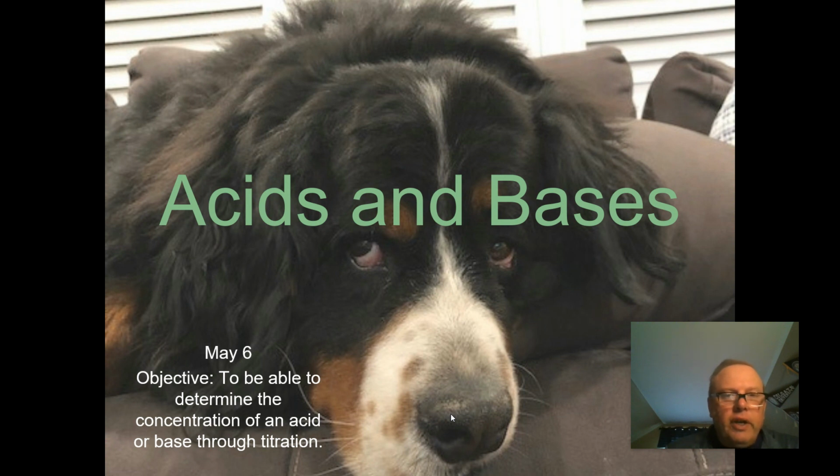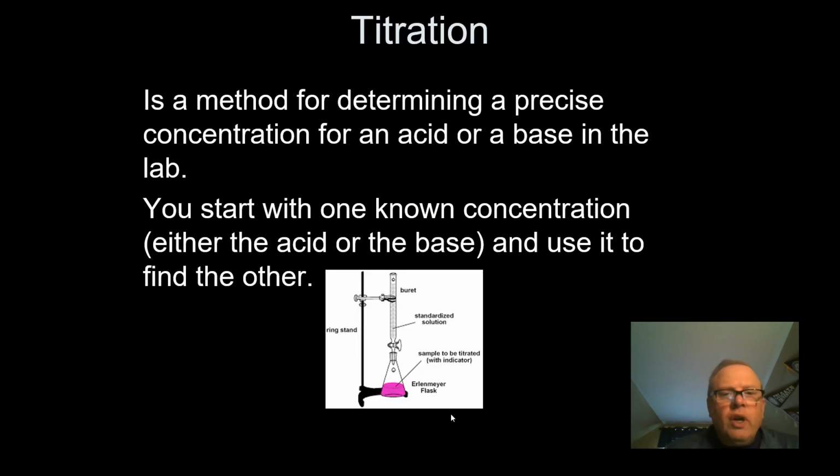And our objective today is to be able to determine the concentration of an acid or a base through titration. And this will be an applied pH skill. So, titration, what is it? It's a method for determining a precise concentration for an acid or base in the lab. You start with one known concentration, either the acid or the base, and you use it to find the other.